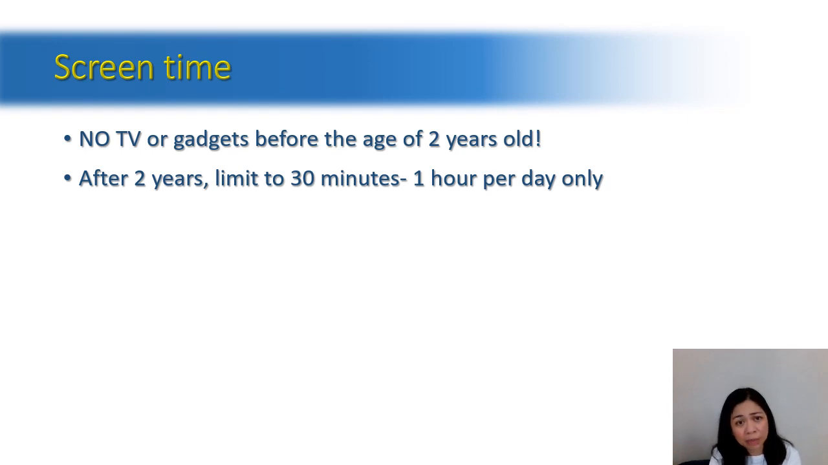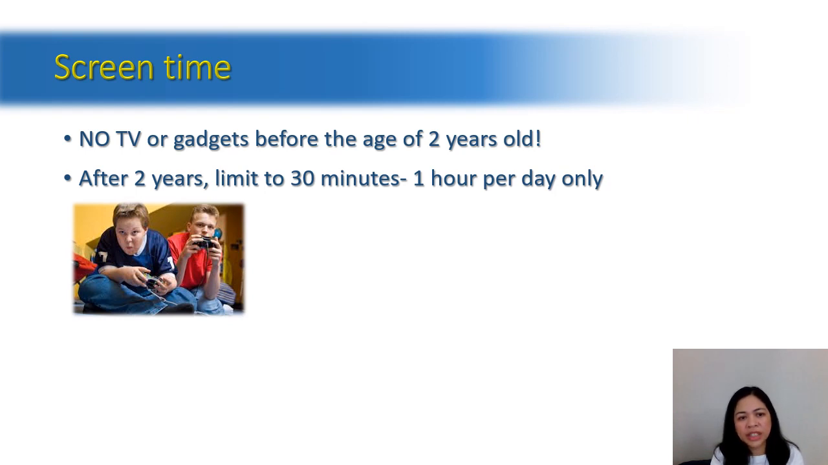That's why the WHO in 2019 came out with guidelines that there should be no TV or gadgets or sedentary screen time, as they call it, before the age of 2 years old. And after the age of two, this should be limited to not more than 60 minutes per day, and less is better.